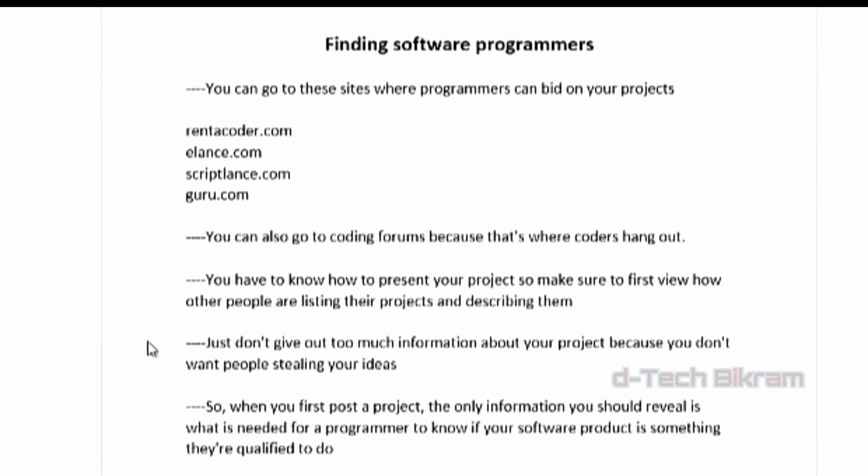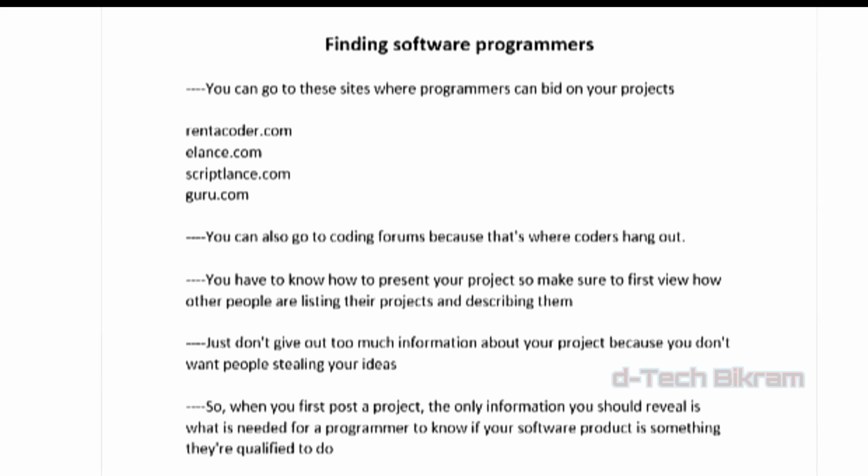Okay, so I've listed a few of the most popular sites where you can find programmers. There's rentacoder.com, elance.com, scriptlance.com, and guru.com. And you can also go to coding forums or other types of forums where programmers hang out to find people that are passionate about creating software products.